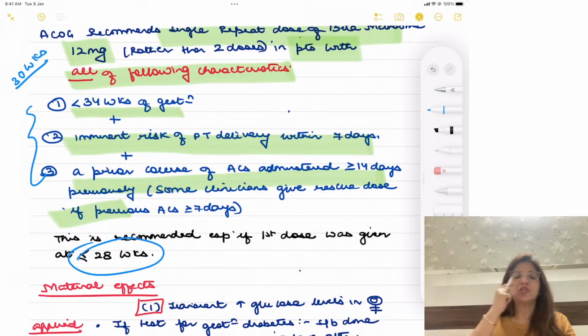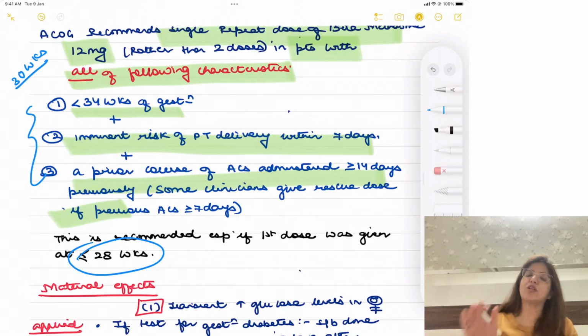Subhakant, some literatures do say that you may directly give a dose of 24 mg, but that is not supported by any study, right? So no study has supported it. All the studies say that suppose your patient is going to have a preterm birth, even if you've given a single dose of 12 mg betamethasone and if delivery happens, that's okay.